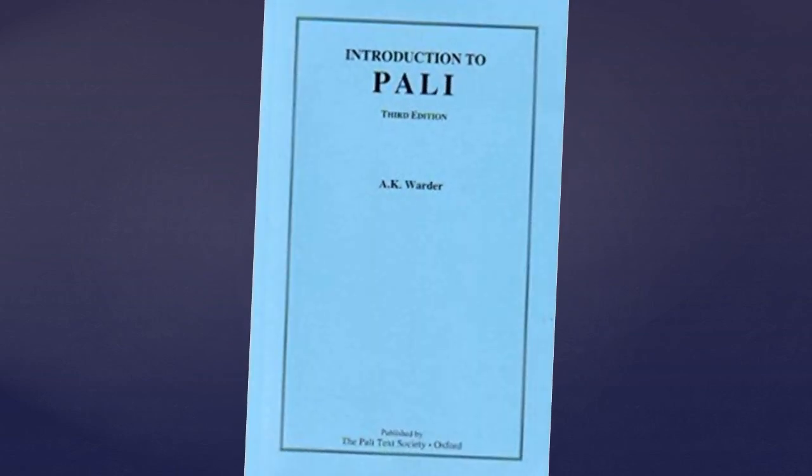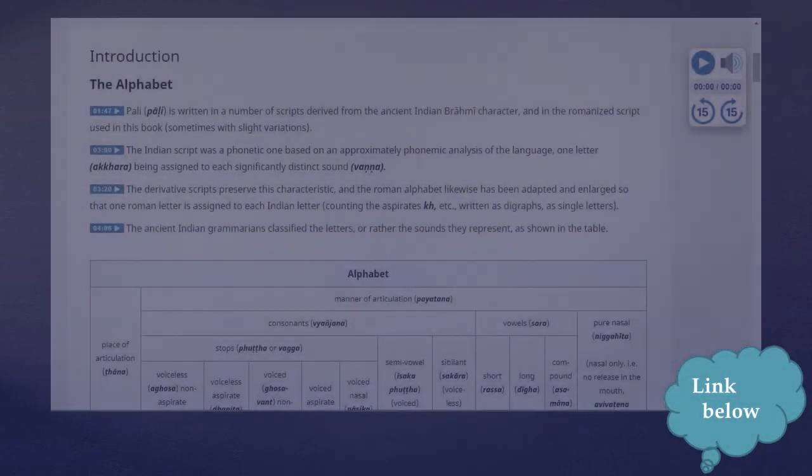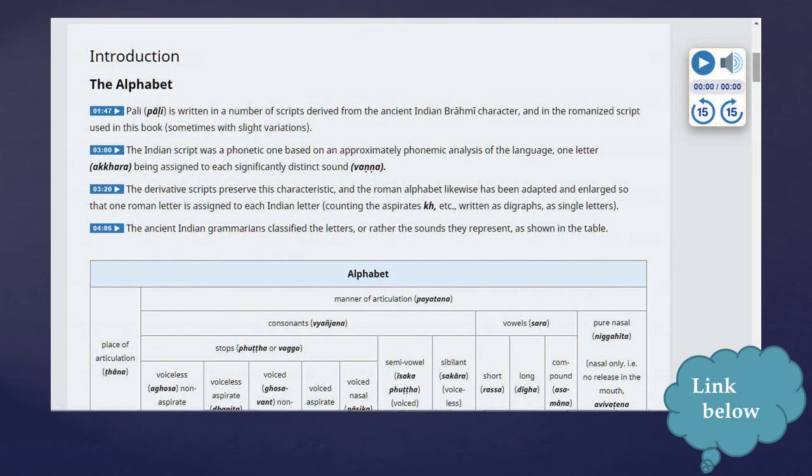Well, that about wraps up the introductory chapter of Warder's Introduction to Pali. As I said, this was designed to be more of a companion rather than a straight walkthrough.